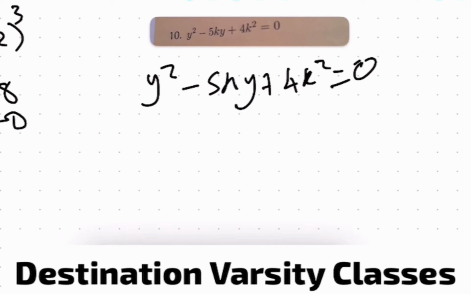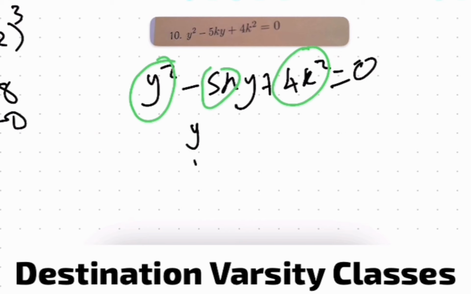You do the same thing. You just look for factors of this guy and factors of this guy, such that when you add or minus them, they give you this middle term, right? Okay, cool. So what are factors of y squared? You know it's y times y, right? What are factors of 4k?